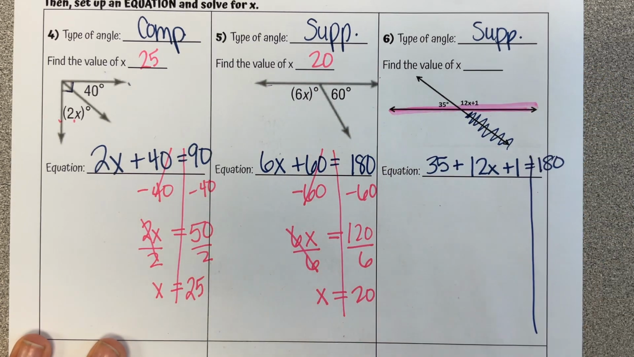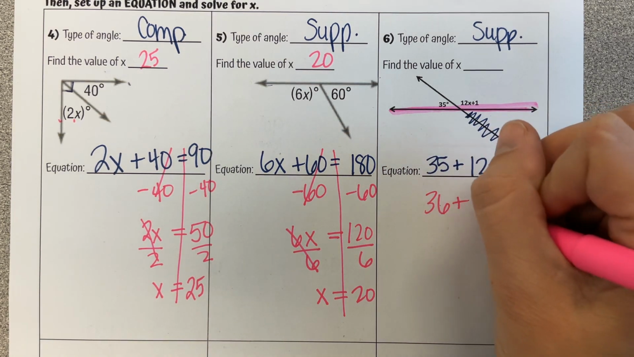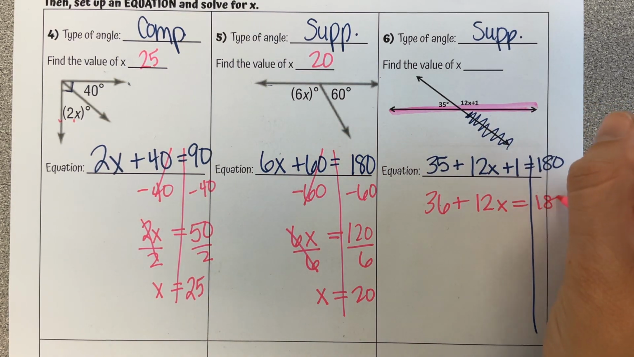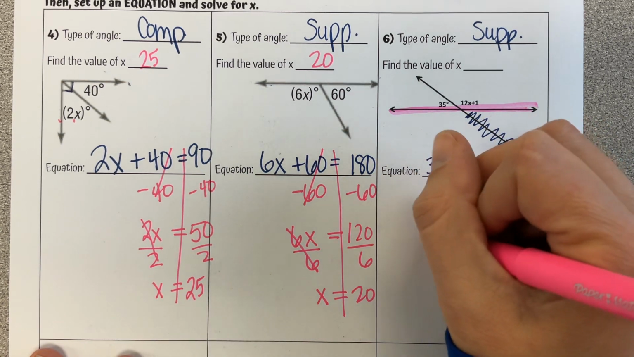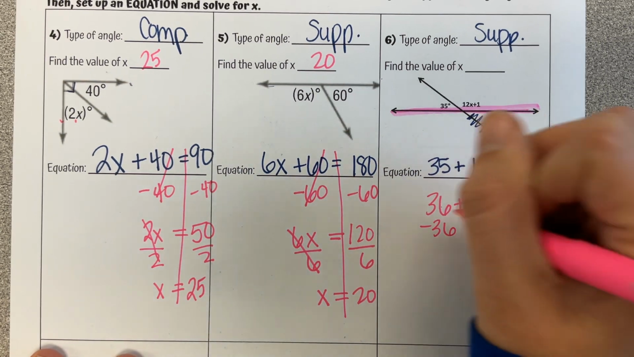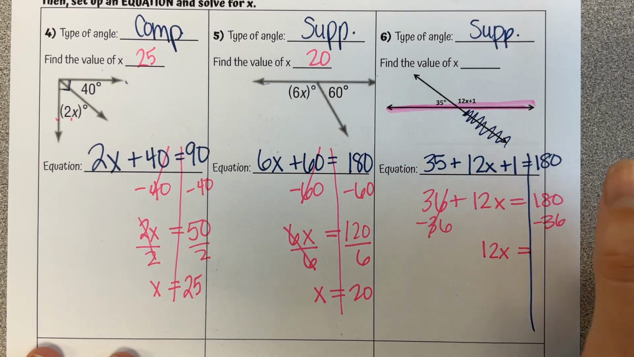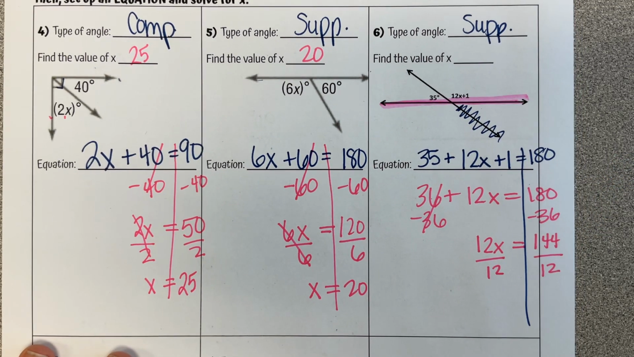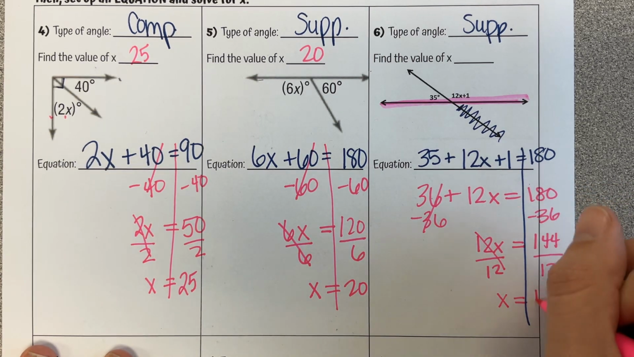I'm going to simplify first before I solve. 35 and 1 makes 36 plus 12x is equal to 180. Now we're back to our normal two-step equation. Subtract 36 from both sides. We get 12x is equal to 144. Divide each side by 12. We get that x is equal to 12.